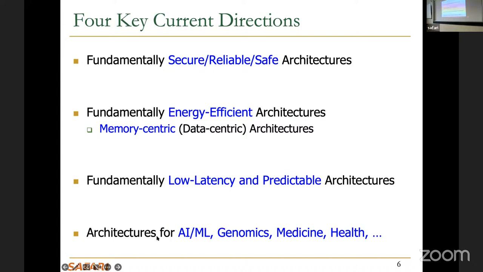And then we talked a lot about architectures for genomics, but we also do research in architectures for machine learning and broader medicine and health. And I think it's specifically in this machine learning part, we also do a lot of work on using machine learning to improve architectures. So for example, how do you design a memory controller that makes better decisions in hardware? So we've been working on reinforcement learning based memory controllers, for example, prefetchers that use reinforcement learning or neural networks.